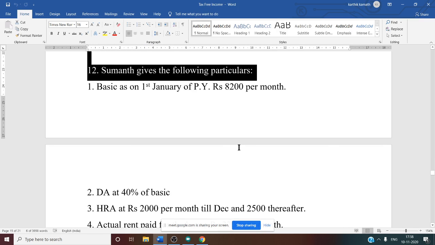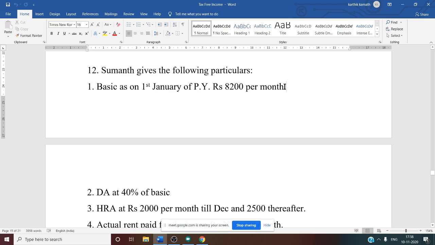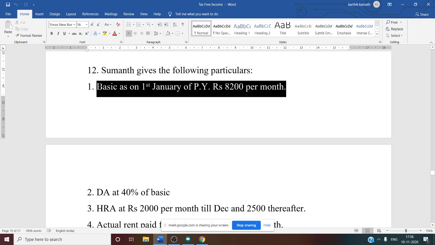Sumant gives the following particulars. Okay, first one: basic as on 1st January of previous year 8,200 per month. So previous year basic is given in the problem. Let us assume 2020, now we are in November. So previous year is 2019-20. For us, previous year is 2019-20.